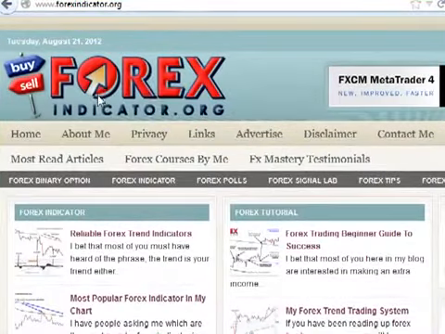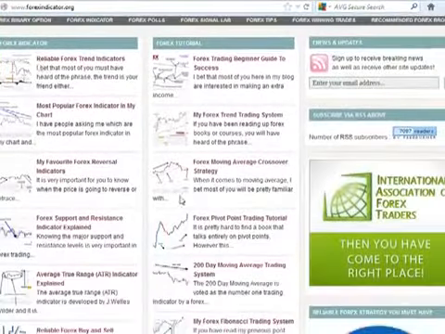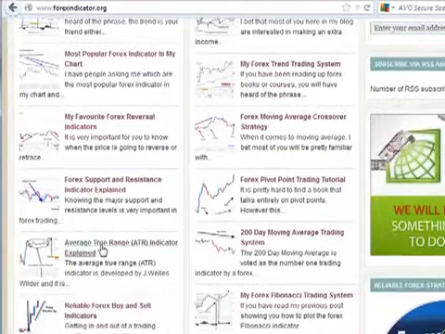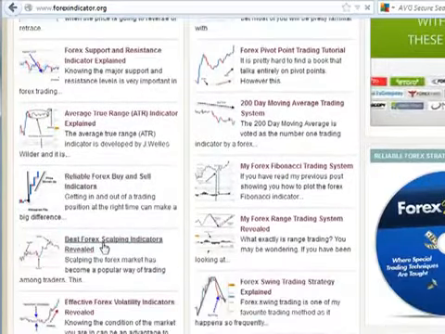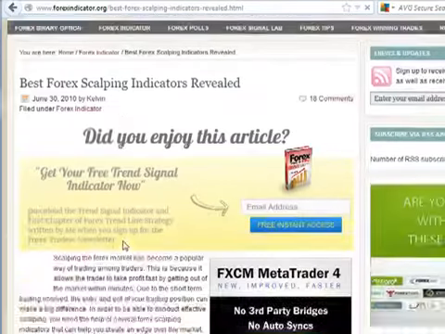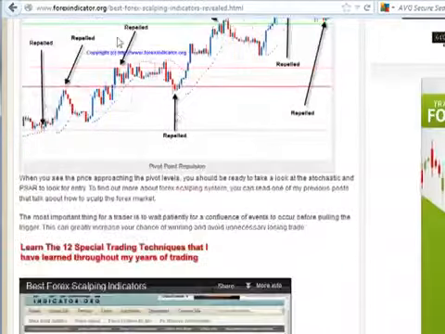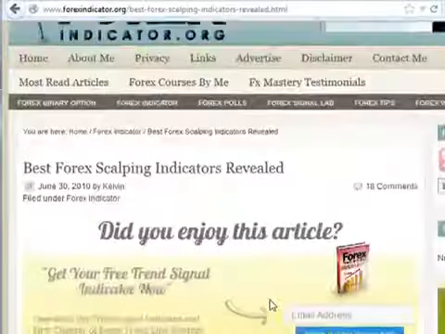Basically this is my blog, forexindicator.org, and in this blog I share with you things that I know, the Forex indicators that I'm using, and how I actually use them. They come with diagrams and steps for you to learn how to execute, and some come with video as well. I try to record some videos so that it can help you have a better understanding. This is the scalping indicators and how I use them. I have a video here so that you can watch and have a better understanding of how it works.